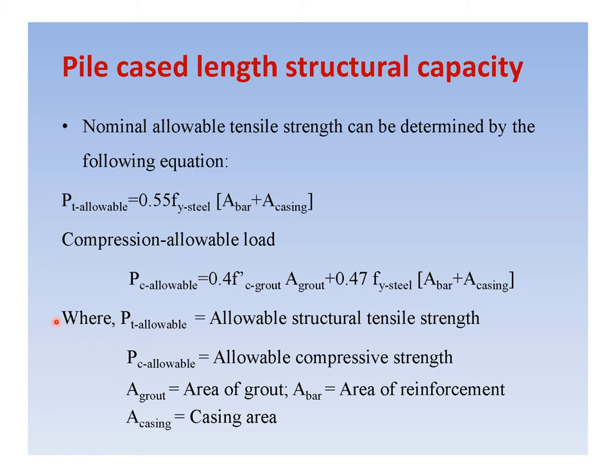And here you can see that P sub T allowable is the allowable structural tensile strength, and P sub C allowable is the allowable compressive strength. A sub grout is the area of grout, A sub bar is the area of reinforcement, and A sub casing is the casing area.